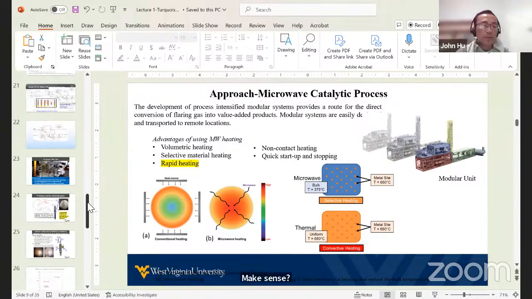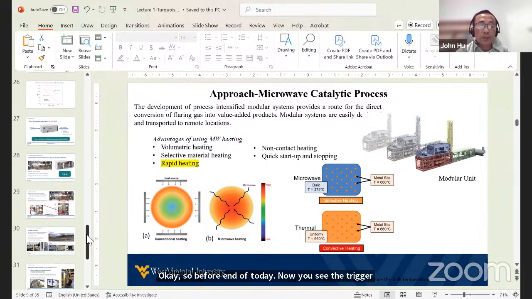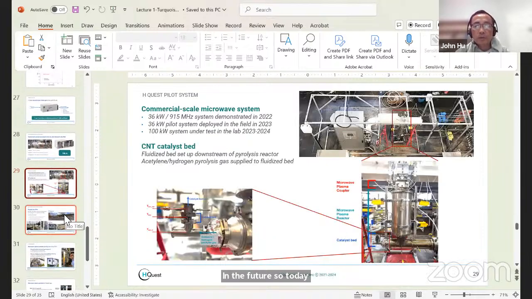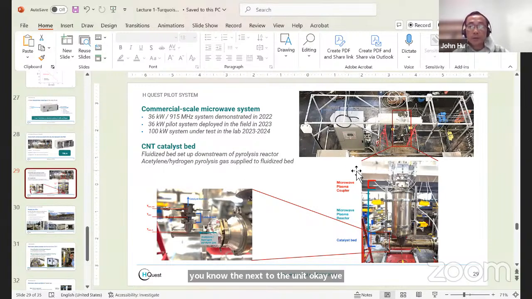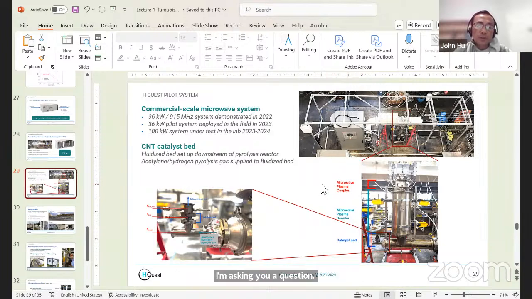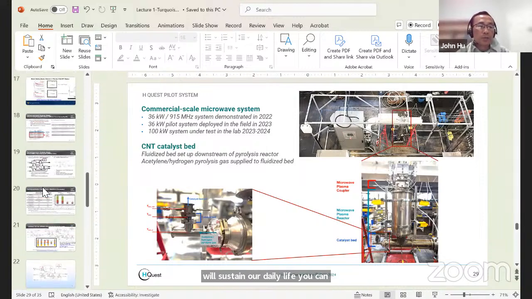So before the end of today, now you see the drilling. This is the reason I show you the video, for the future. Today we build this modular unit, the next to the unit. We produce hydrogen and carbon. I'm asking you a question. What if the carbon is oversupplied? That means there's too much carbon, and nobody needs it. But I still need hydrogen because hydrogen will sustain our daily life. You can combust hydrogen. So let me make a point.